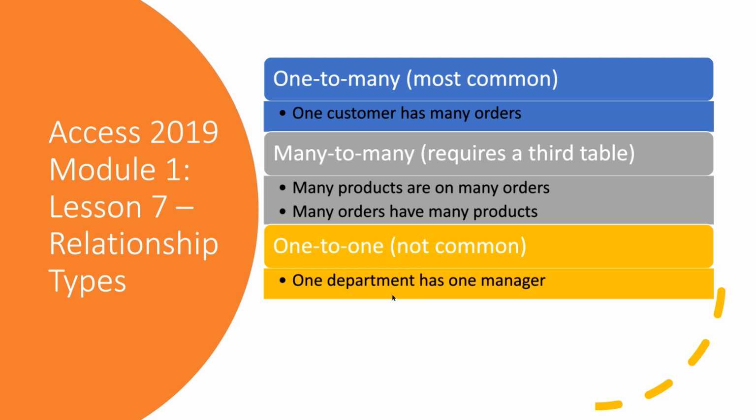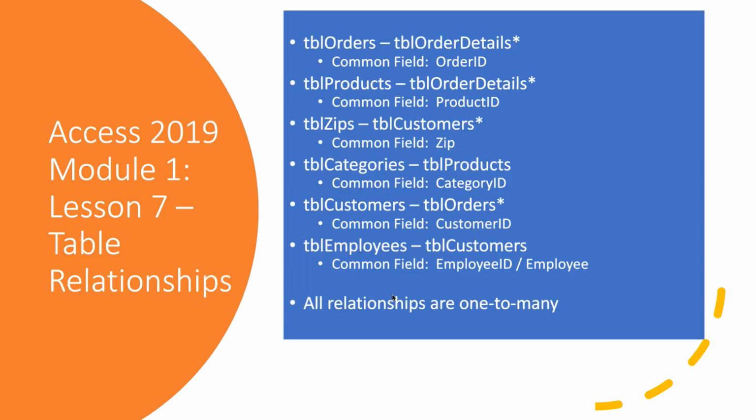And then you have a one-to-one, which is not common, really. Certain situations require it. So one department has one manager. That would be the English language translation of that type of relationship. We're going to create 6 relationships, and all of them will be one-to-many.